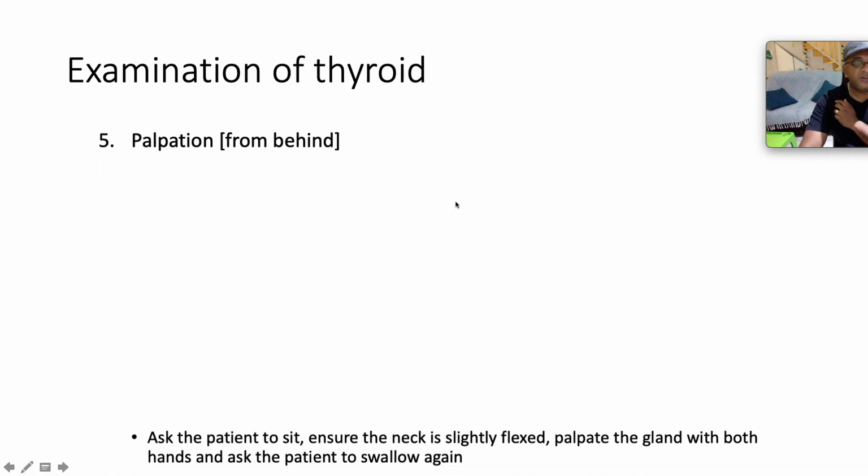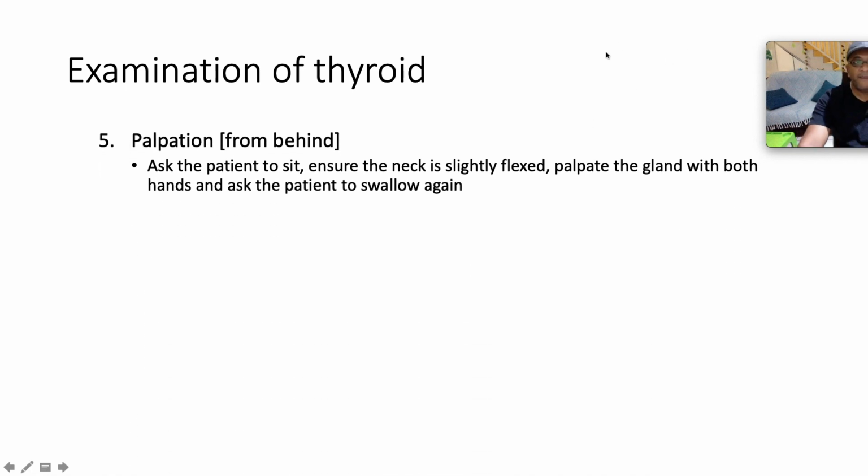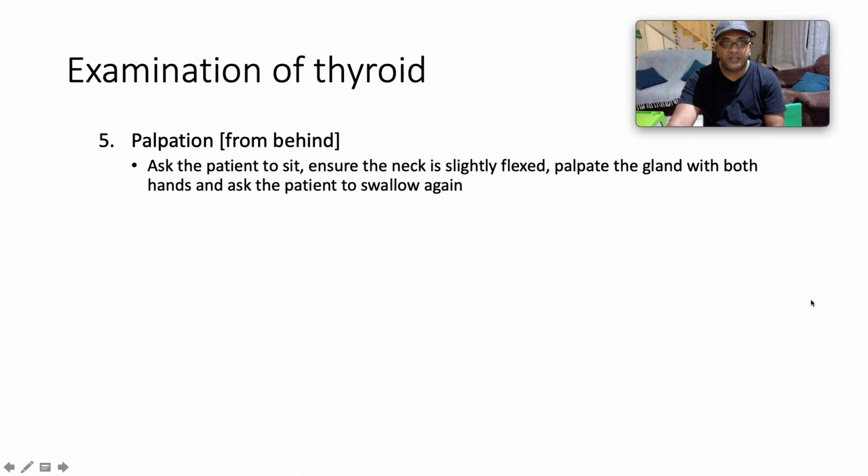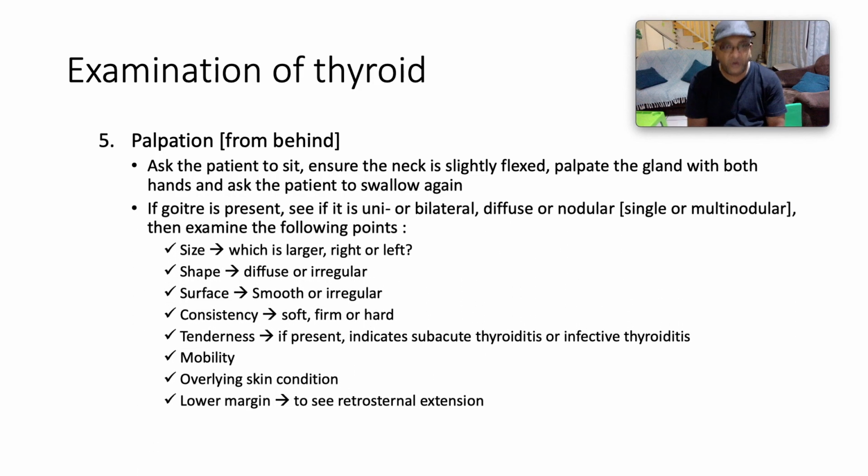All right, then you want to palpate the thyroid gland from behind. So you ask the patient to sit with the neck slightly flexed, palpate the gland with both hands, and ask the patient to swallow again. If goiter is present, you want to check at this point whether it's unilateral or bilateral, whether it's diffuse or nodular, that is single or multinodular, and then examine for the following points.